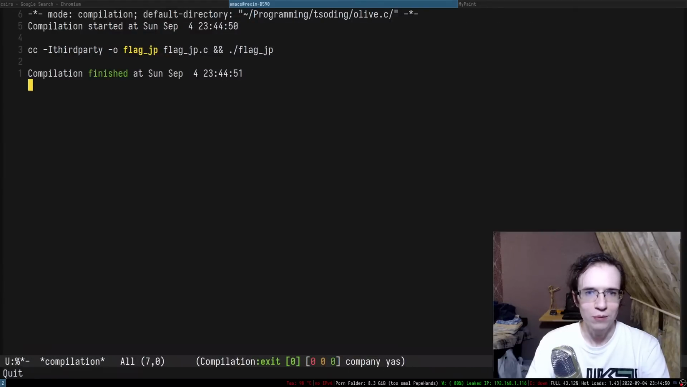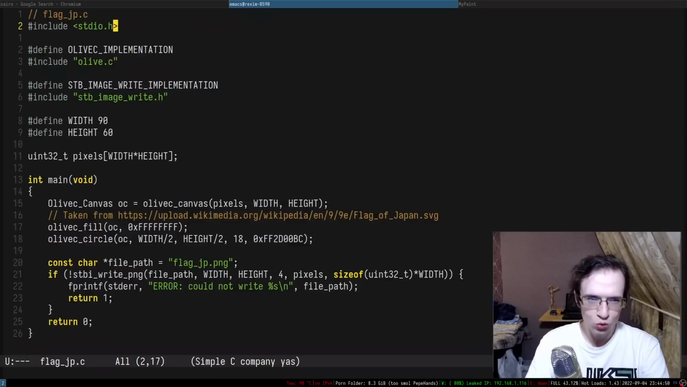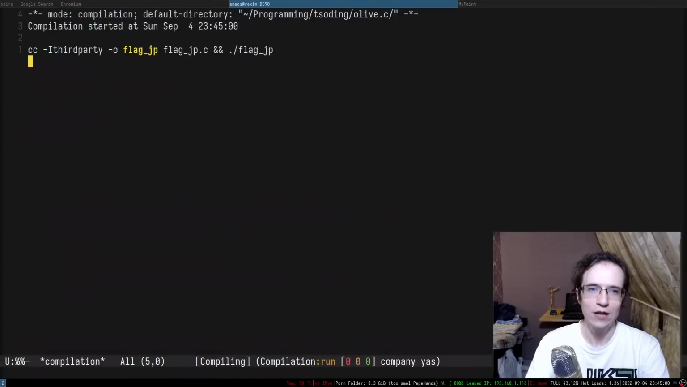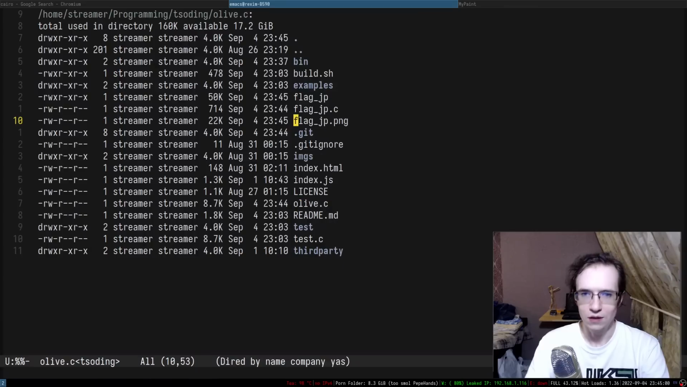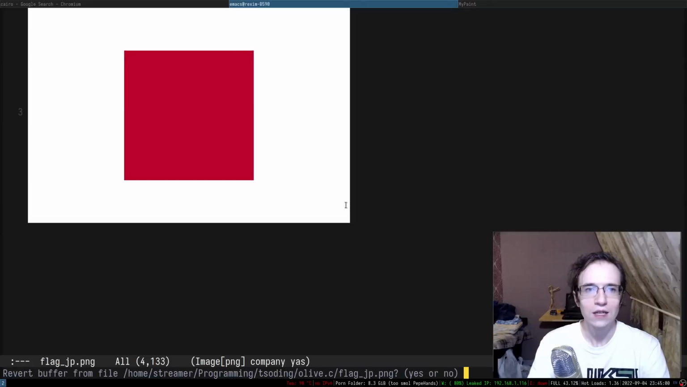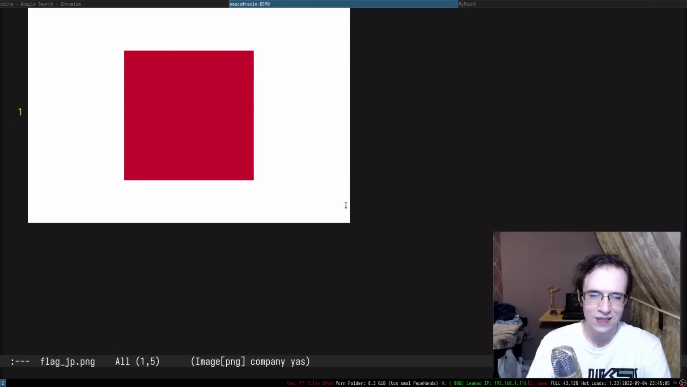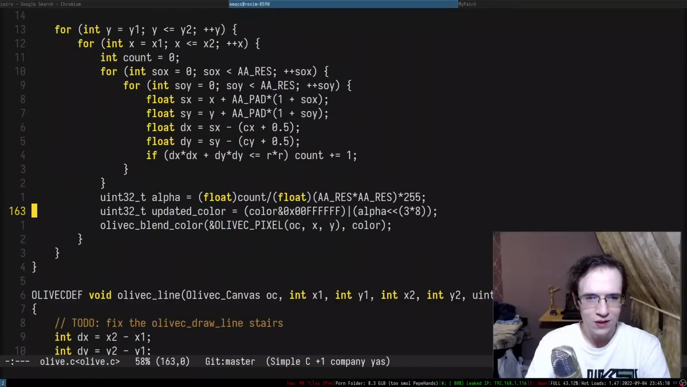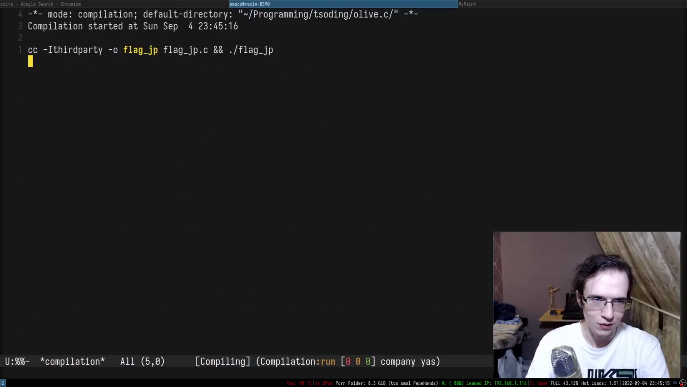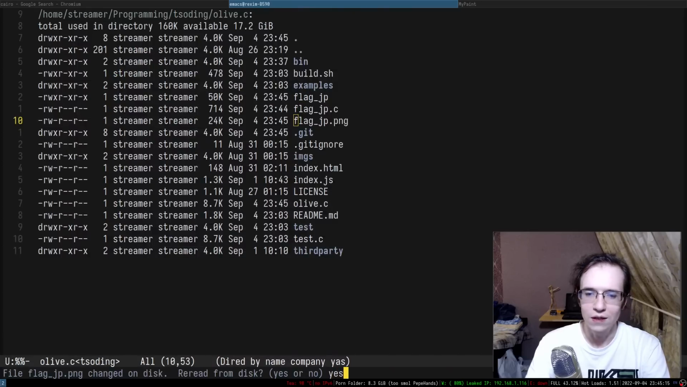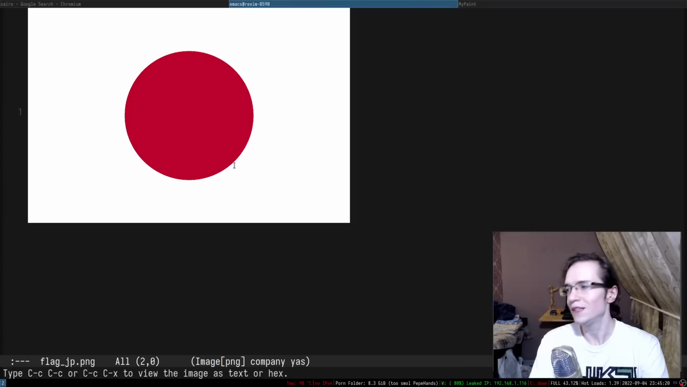Okay, so let's actually recompile this entire thing, and it should work. I'm pretty sure it should work. So I'm gonna bring everything back, and I'm going to generate an actual image. Right, so let's take a look at the final thing, and this doesn't look like a final thing. Wait a second. Olive.c and updated color. There we go. So we're going to be using the updated color. Let me take a look at that, and look at that circle.